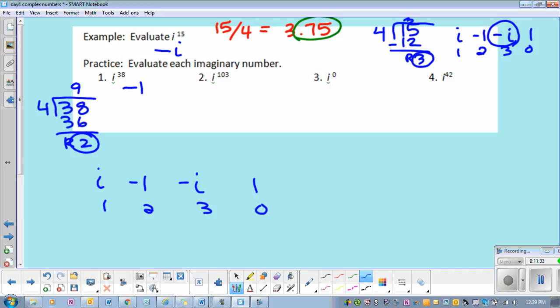How about i to the 103rd power? What did you get? 8, 2, 3, 5, so 20. So a remainder of 3. Did you get negative i then?